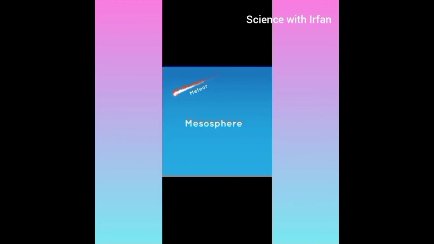Now we have reached the mesosphere. Temperatures here drop drastically because it contains little ozone and matter to absorb heat. Meteors that enter our solar system usually burn up here. A shooting star is a meteor burning in the mesosphere. The mesosphere starts at 50 kilometers and ends at 80 kilometers from the ground.